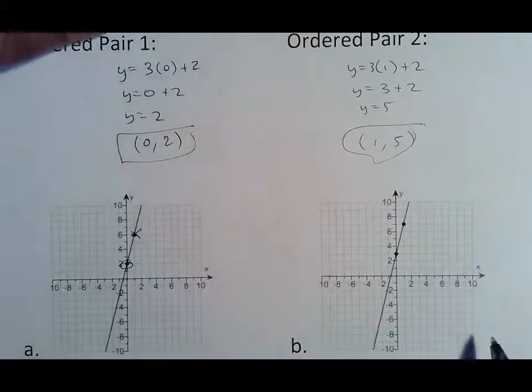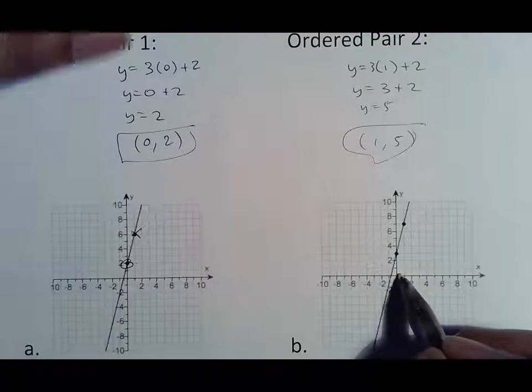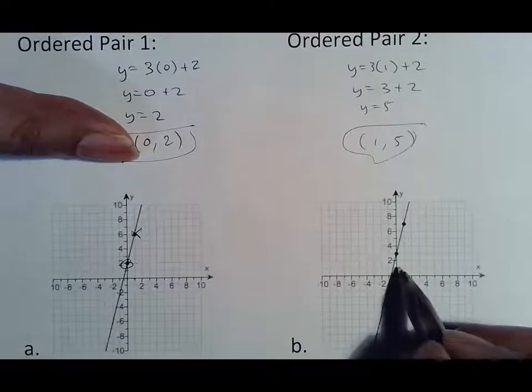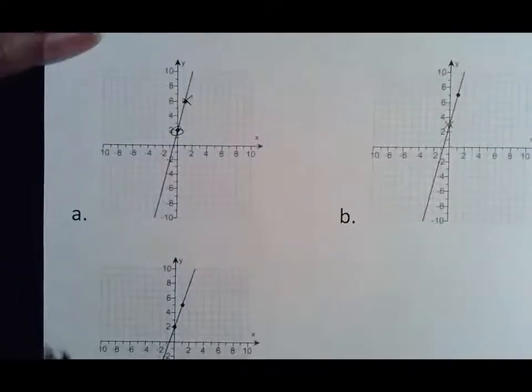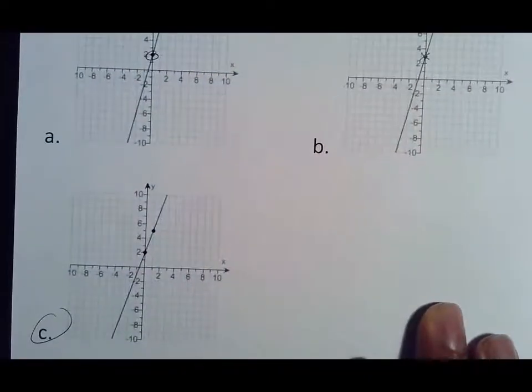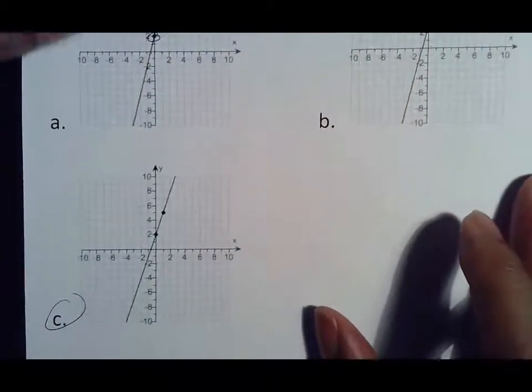Nope, that's not it. 0, 2 means don't move at all going forward, but go 2 up. And notice that went 3 up, so that's not it, which means the answer has to be C. And that's typically how you're going to do it. Again, if you know that it's not A and you know it's not B, that means it's got to be C.